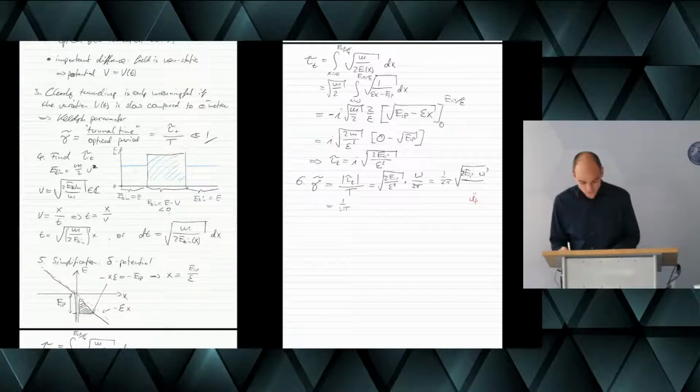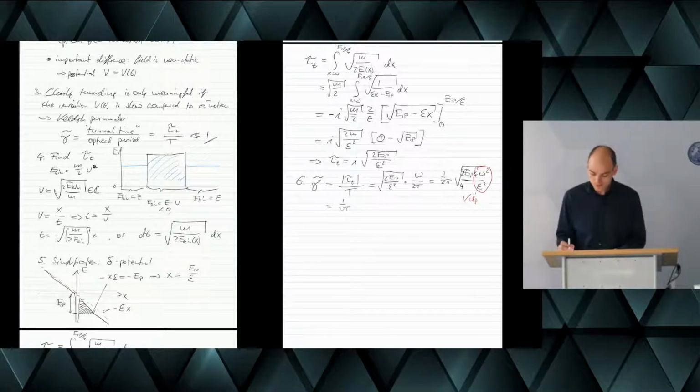EIP omega squared E squared, and now I write a 4 here and a 4 there, and then this here is 1 over UP, and so we can write this entire expression as EIP over 2 UP. So once again, UP shows up here as a scaling parameter.